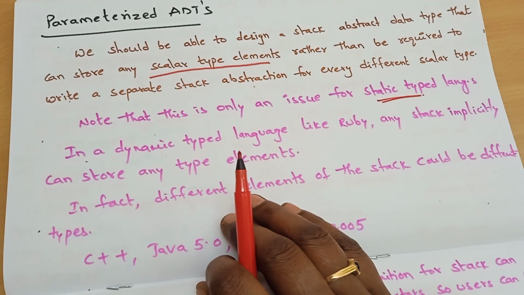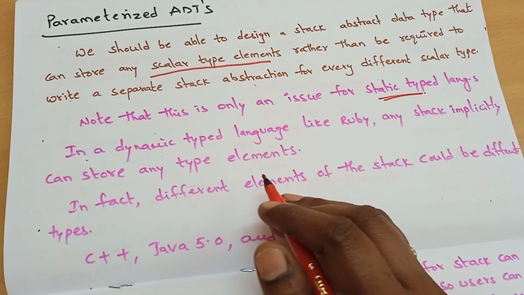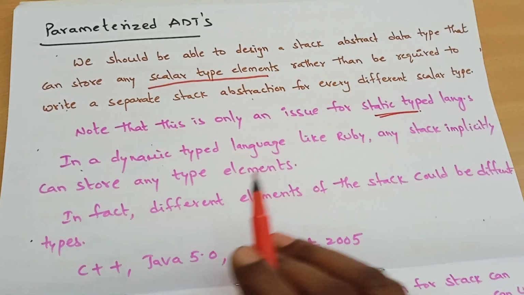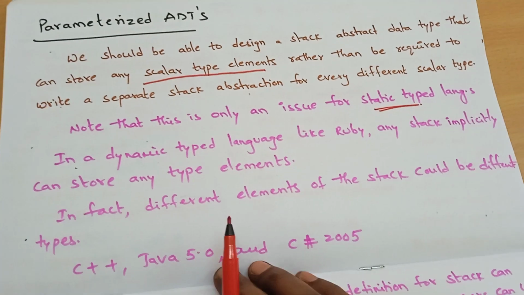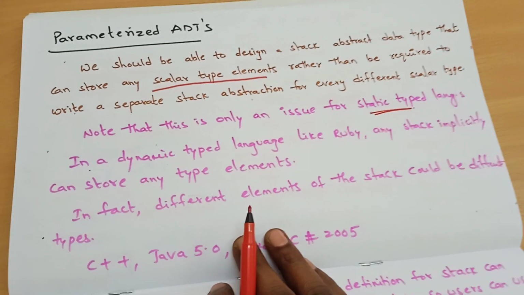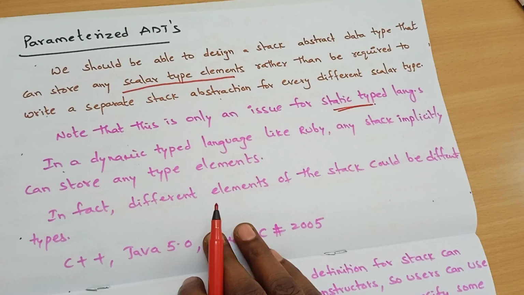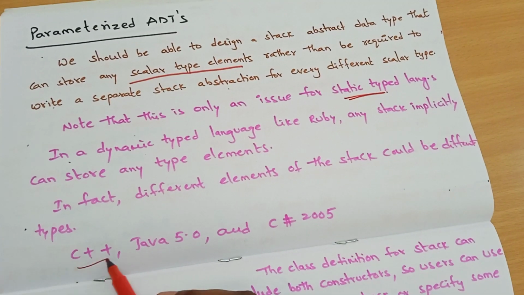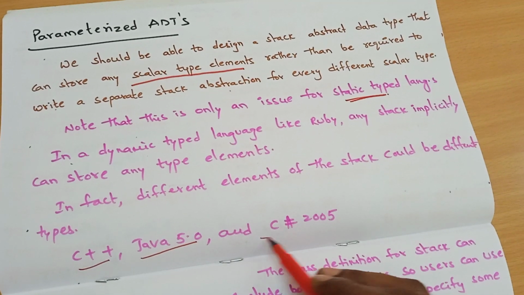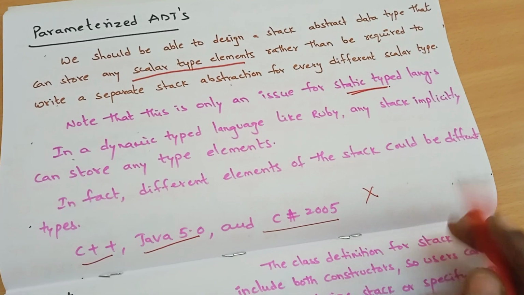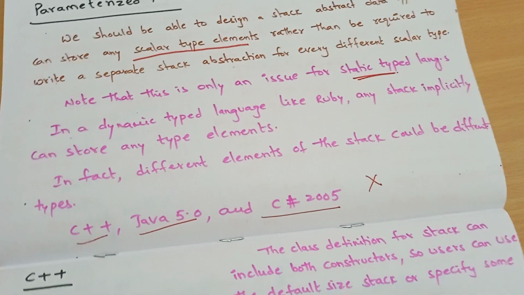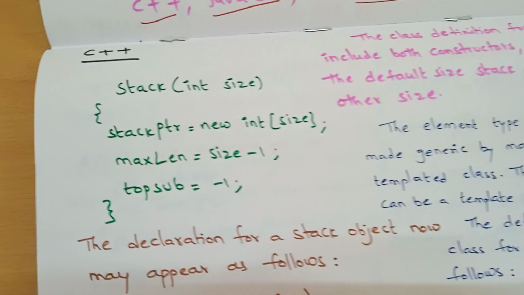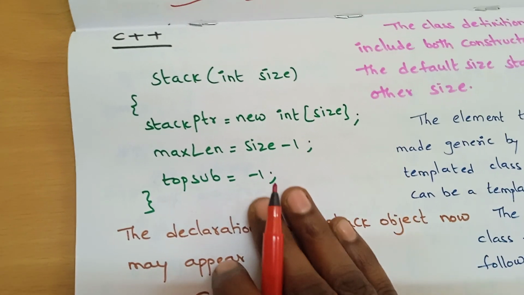Why? The reason is that it can store any type of elements implicitly, so there is no requirement to pass a parameter explicitly. In fact, different elements of the stack could be different types. Altogether, parameterized ADTs are supported by C++, Java and C#. Ruby will not support parameterized ADTs. Now let's see how it will run in code. So this is what parameterized ADTs are.